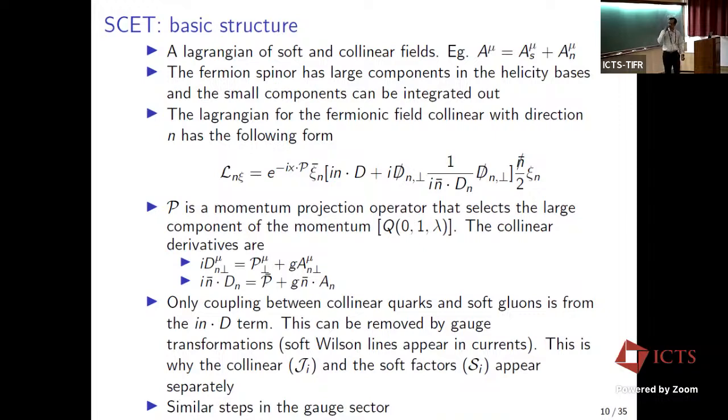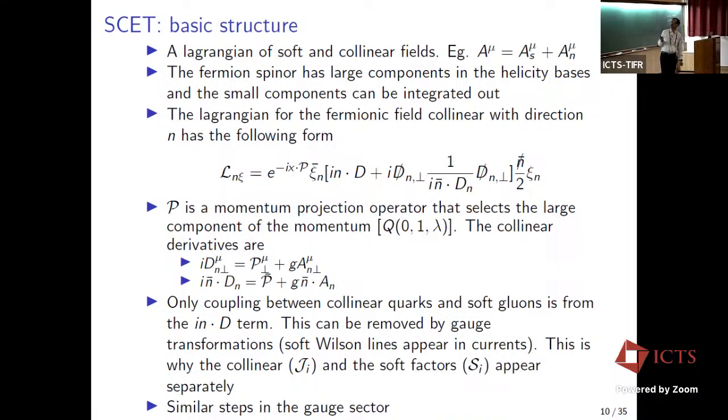So this separation just involves a couple of steps. You separate the Lagrangian in terms of the soft and the collinear fields. And the collinear field Lagrangian has this form for the quark jet, similarly for the collinear gluons. And I guess these technicalities won't be so important.